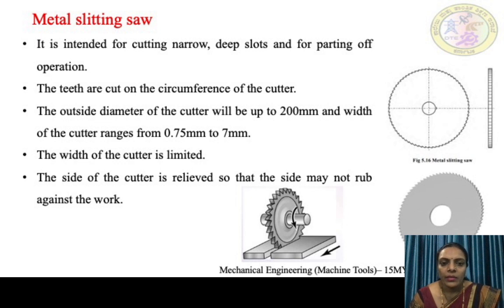The outside diameter of the cutter goes up to 200 millimeters, and the width of the cutter ranges from 0.75 to 7 millimeters. The side of the cutter is relieved so that the side may not rub against the work. This picture shows the parting off operation with the metal slitting saw.